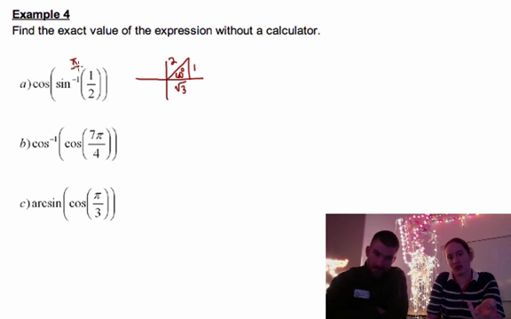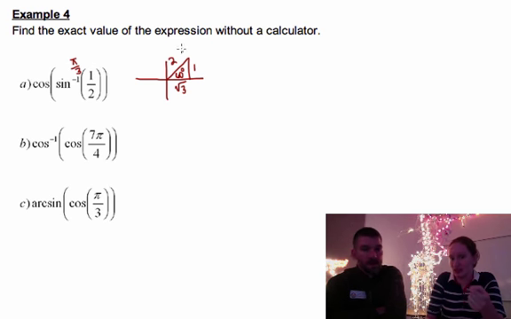But we're not done. Now we need to find cosine of pi over 3. Cosine of pi over 3 is, well, we already have this triangle drawn, so it's square root of 3 over 2.